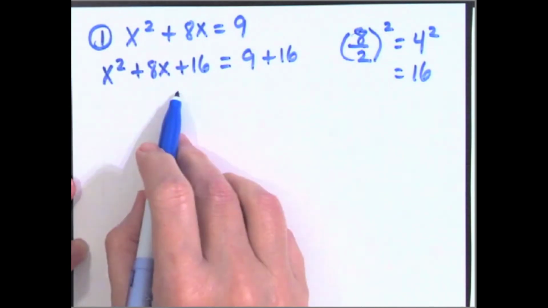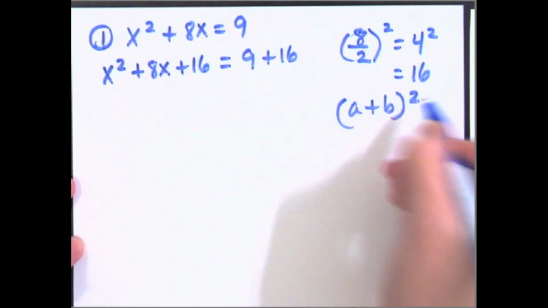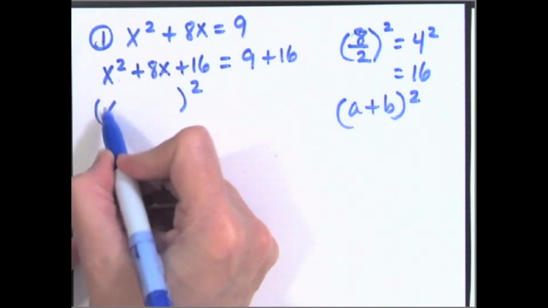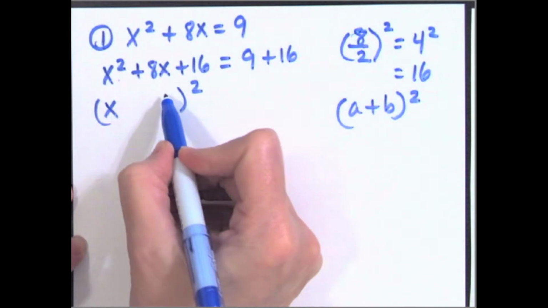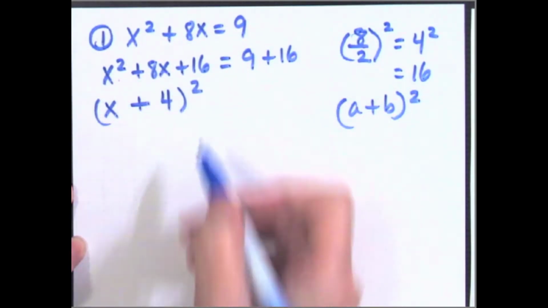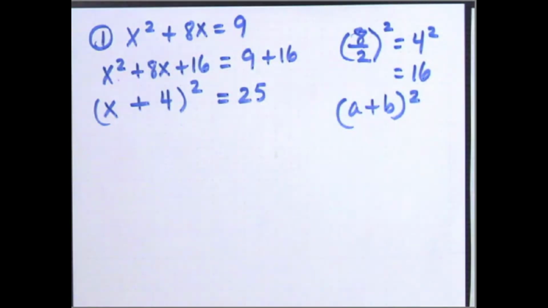Now this is going to factor into a binomial squared. So what do we square to get x squared? X. What do we square to get 16? 4. Put the sign of the middle term in the middle. 9 and 16 is 25.